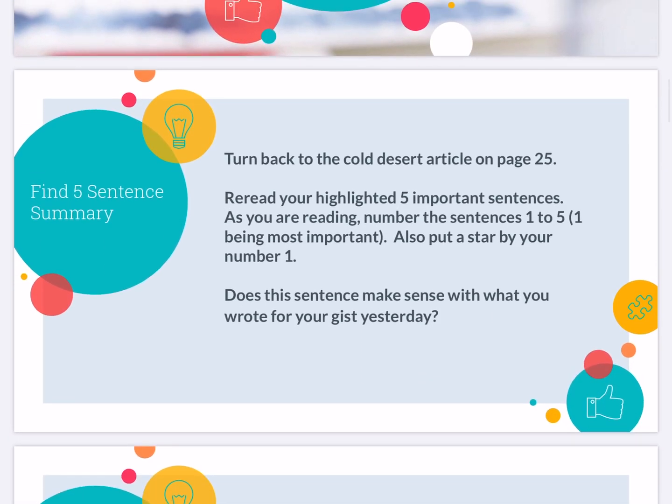We are going to turn back to that cold desert article on page 25. You're going to reread your highlighted 5 important sentences. That was one of your assignments for part of lesson 6, was to find the 5 most important sentences. As you're reading those, you're going to number your sentences 1 to 5, with the number 1 being your most important sentence. Kind of go back through, rate which ones are the very most important and which one is still important but not quite as important as that number 1.